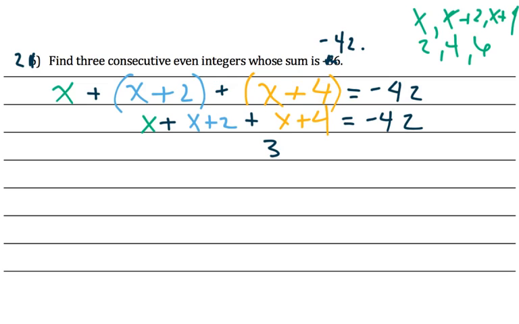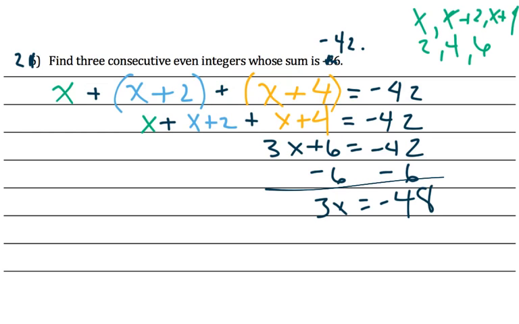And I have 3x on the left, 6 on the right, and negative 42 on the other side of the equation. Subtract 6 from both sides. 3x will be negative 48. Notice how I sped up? Well, that's because I think the algebra part you got on your own. So this would be negative 16.